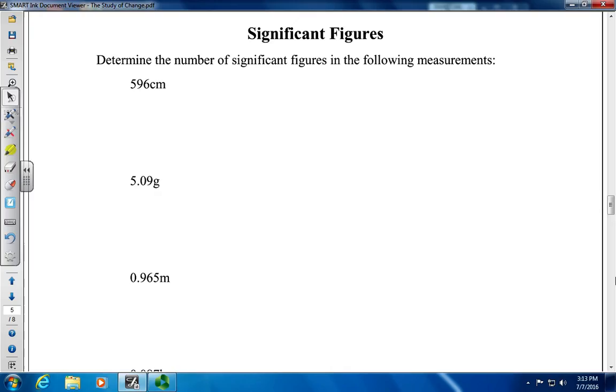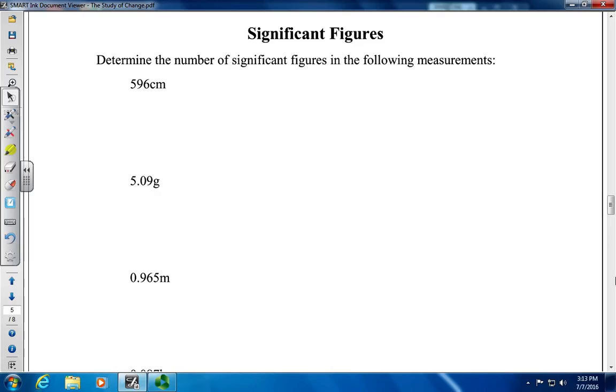Zeros to the left of the first non-zero digit are not significant. If the number is greater than 1, then all zeros to the right of the decimal point are considered significant. If the number is less than 1, then only the zeros that are at the end and in the middle of the number are significant. And zeros at the end of a large number without a decimal are not significant.